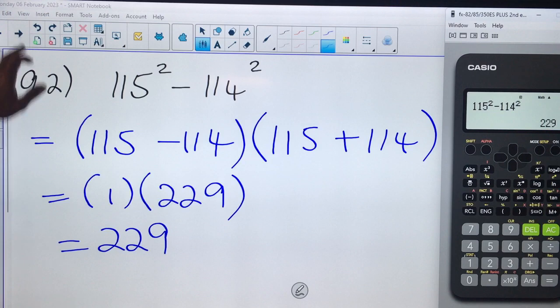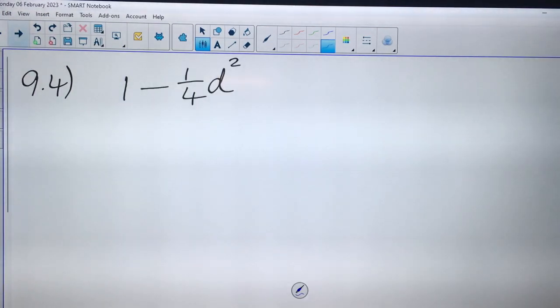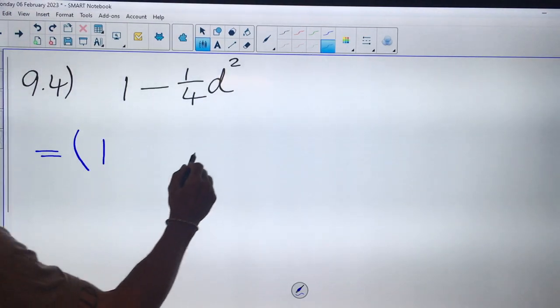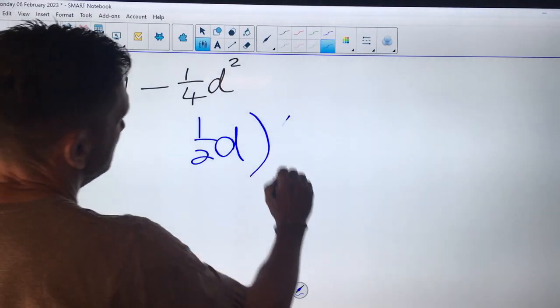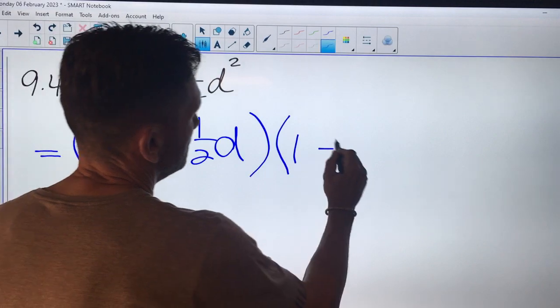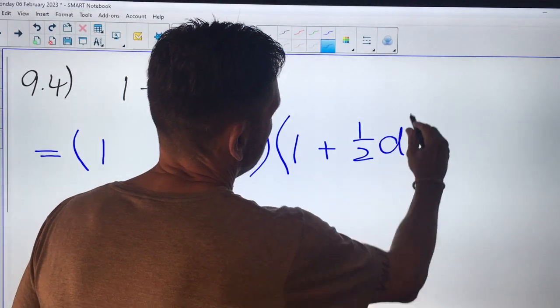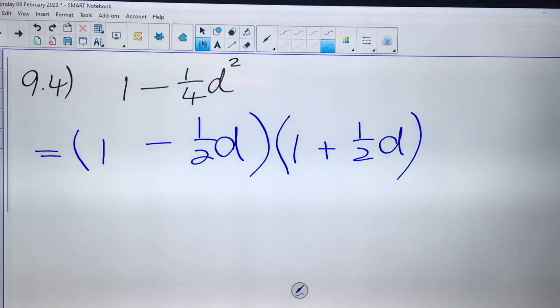Okay, this one is also a difference of two squares. The square root of 1 is 1, the square root of a quarter is a half, and the square root of d squared is d. So 1 plus a half d, and this one is 1 minus a half d.